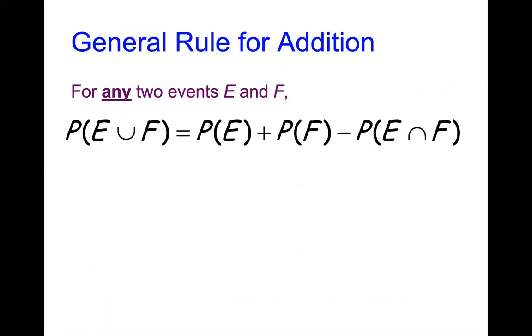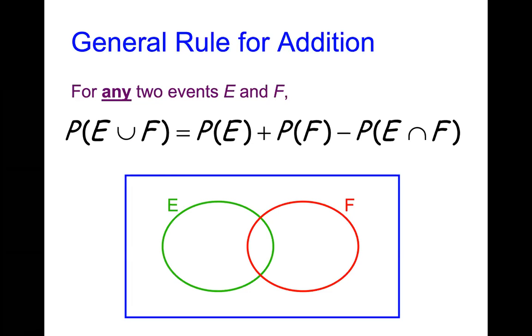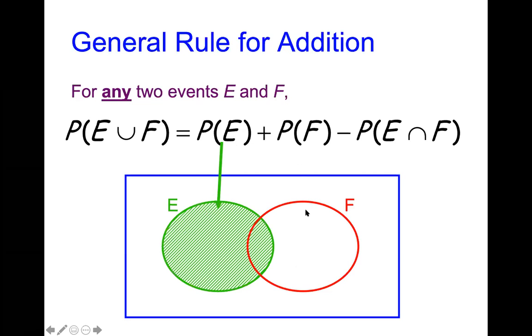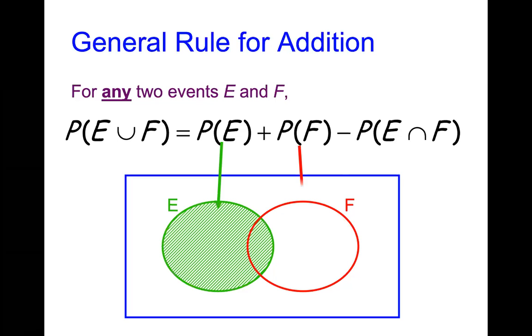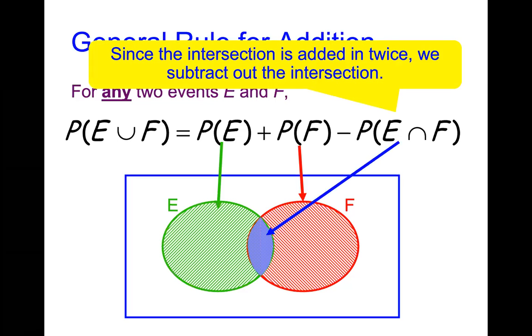Just to make sense of this, look at a Venn diagram. If I want the probability of E or F, I want everything shaded inside either E or F, this whole area right here. So I would take the probability of E, that's this shaded area, plus the probability of F. Now, if you notice, when I did that, I counted that middle part twice. That middle part got shaded twice. Because of that, we need to subtract that intersection. And that's why this formula is the way it is. Again, probability of E plus the probability of F minus that intersection since it got counted twice.